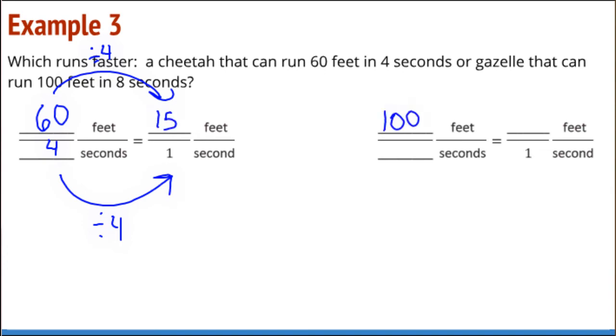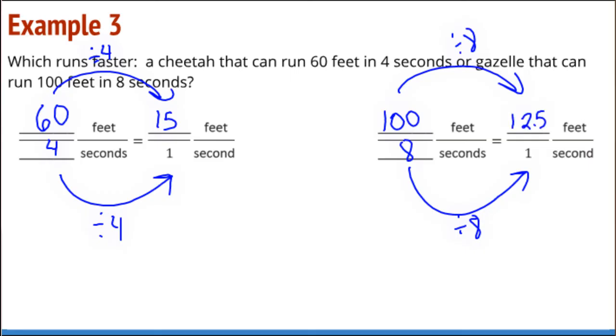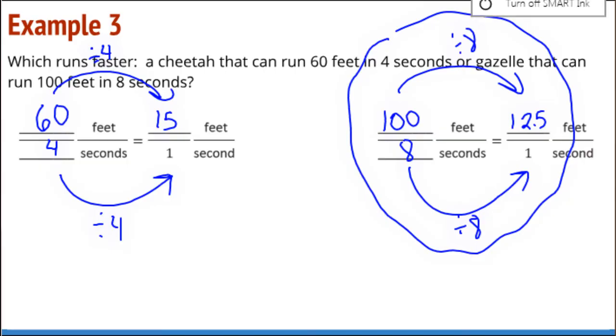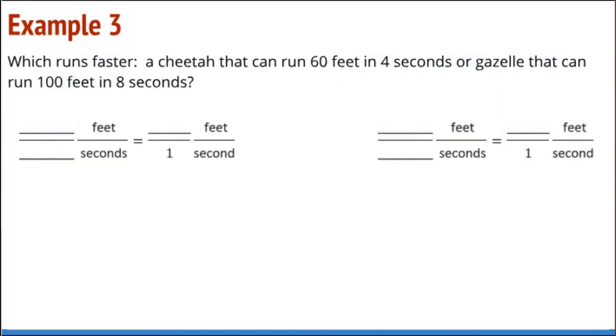And we've got 100 feet in 8 seconds, and we're going to scale that down, divide by 8, and we're going to find out 12.5 feet per 1 second. But I know for many of the students, this is still very abstract, so I really like connecting that with the tape diagram that we have used so much this year.